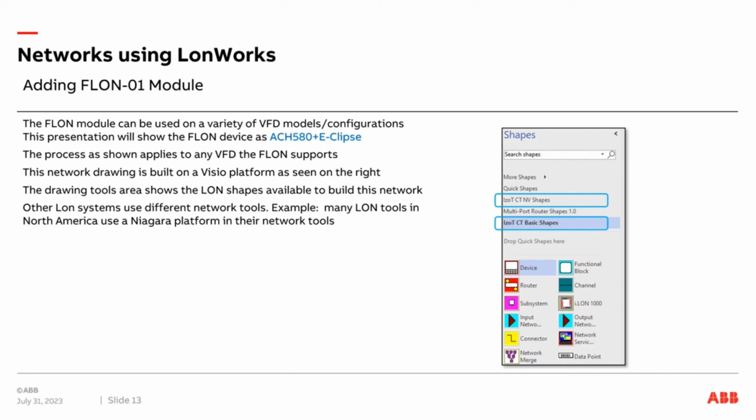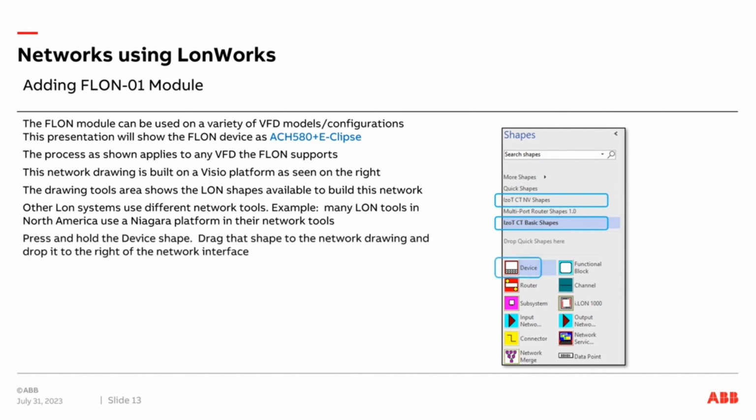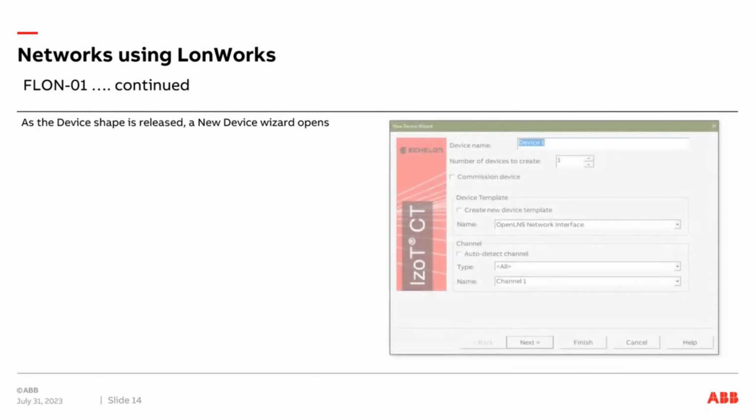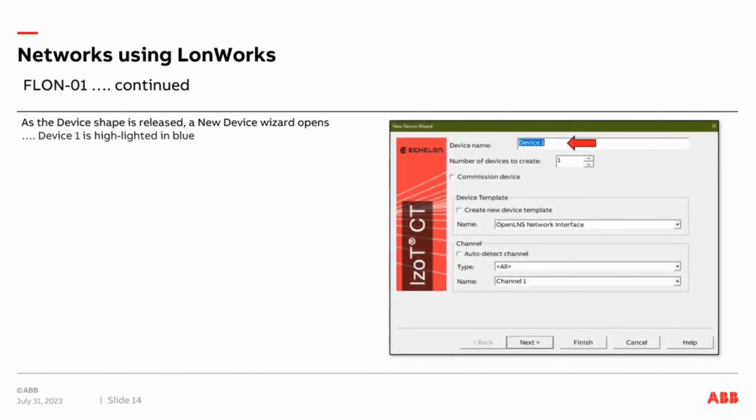For our illustration purposes, we're going to start in Visio by selecting the device and dragging it. We click on it and drag it into the network drawing, and we're going to drop it just to the right of the network interface. And as soon as we drop that device, a new device wizard pops open. As the shape is released, a new device wizard opens, and our device 1 is shown as highlighted in blue. So the next step is to create a new device template, and then we have to commission the device, even though we haven't given it a name yet.